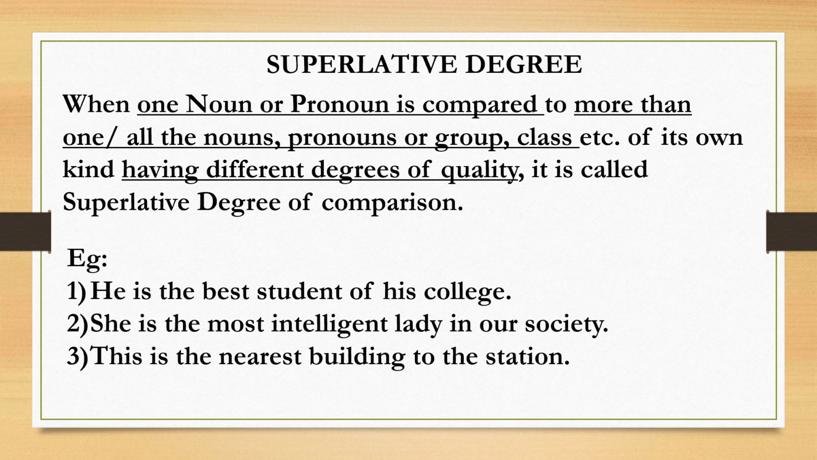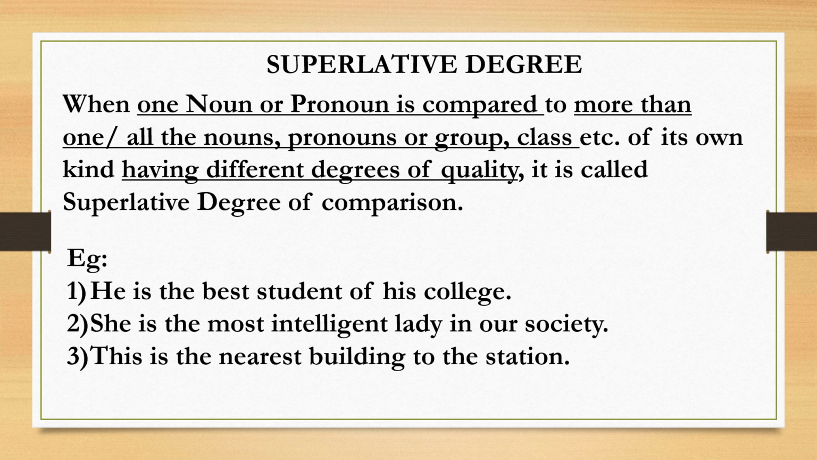Similarly, the second sentence, she is the most intelligent lady in our society. In this sentence, the pronoun she is compared to all the ladies in the society. The words is the most intelligent lady indicate the pronoun she's comparison of possessing the highest degree of being intelligent in her society.